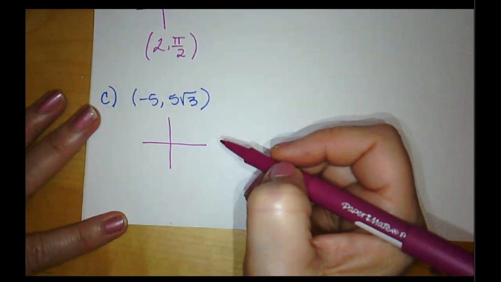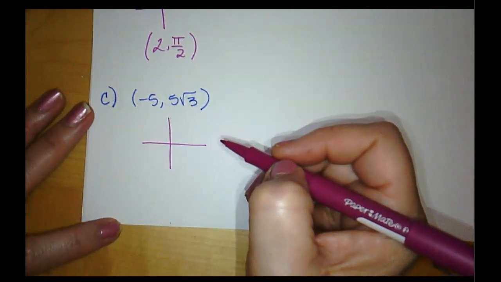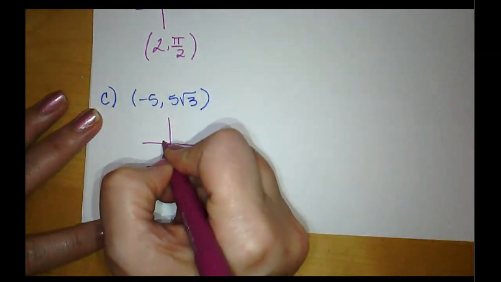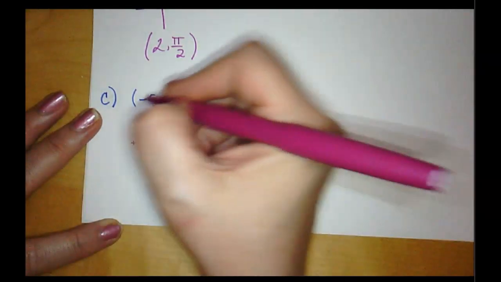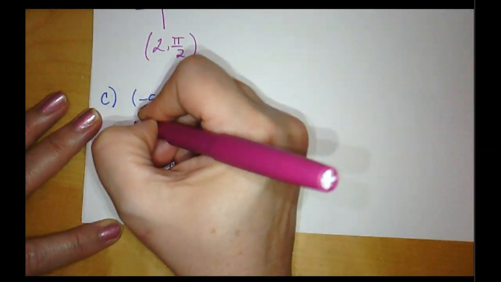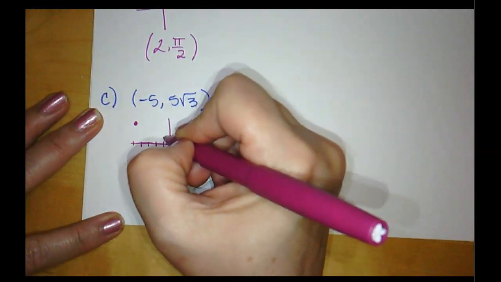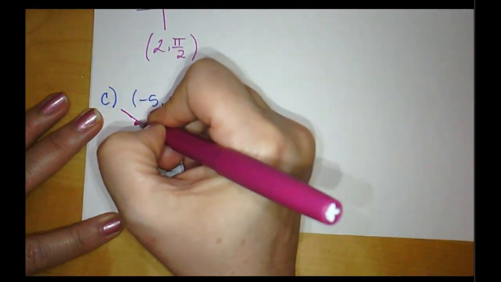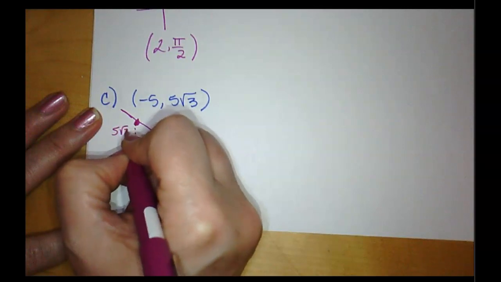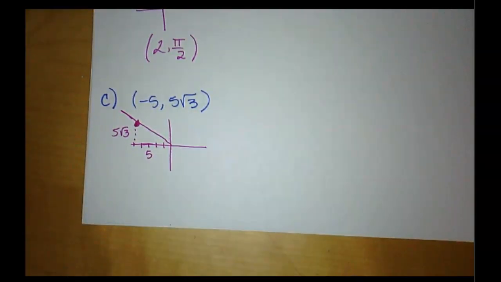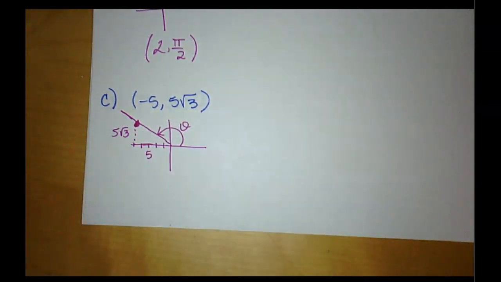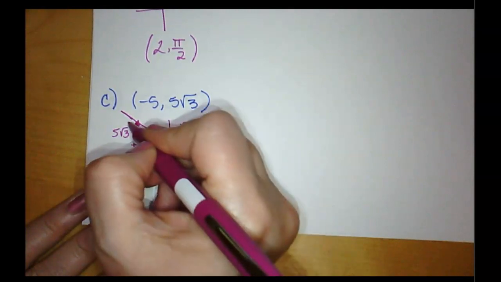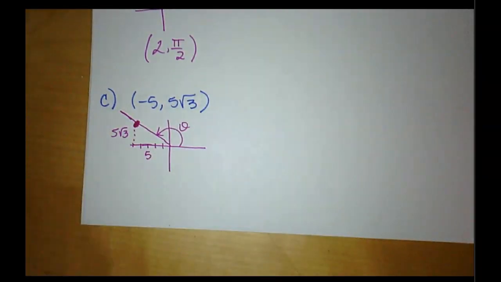All right, so -5, and then I have 5 root 3. So I need to graph this. This is going to be 1, 2, 3, 4, 5. Oops, need a little more room. So I'm going there, and then I'm going up here. So I'm talking about that. And this distance right here would be 5 root 3. And this would be 5. Okay, so that means the angle is going to come from here to here. That's where my theta is. And then I need to find the distance down this line right here to get to that point.